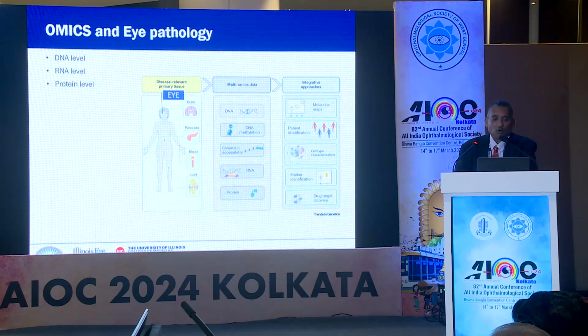Now moving on to omics and eye pathology. Studies at the DNA level, the RNA level, and protein level have revolutionized how we function as eye pathologists and interact with the clinicians, where this material is extracted, run through different molecular approaches, and in the end you have marker identification and then including drug target discovery.